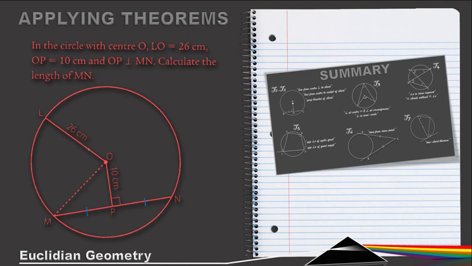We can see that this LO is the radius, and this is also the radius of the circle. So this is then equal to 26 centimeters. And then over here, since this is a right angle, we can use the theorem of Pythagoras, and then we can calculate MP's value. And then if we have MP and we know that MP is equal to PN, then we can just multiply that by 2 to get MN's distance or length. So let's start by doing that.